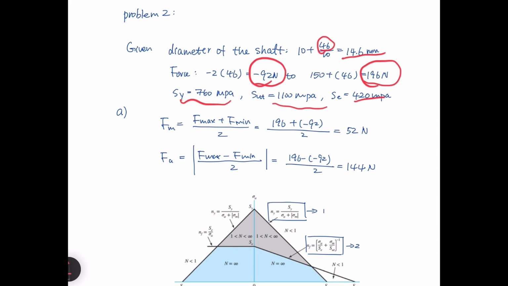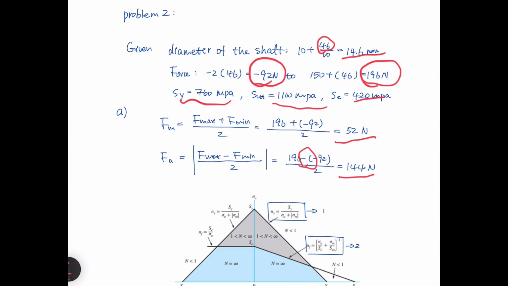So based on the equation, Fm equals to the max plus min divided by 2, which is 52 newtons. And for the Fa is max minus the mean and divided by 2 because the mean is negative, so minus a negative number is plus, so we got 144 newtons for Fa.